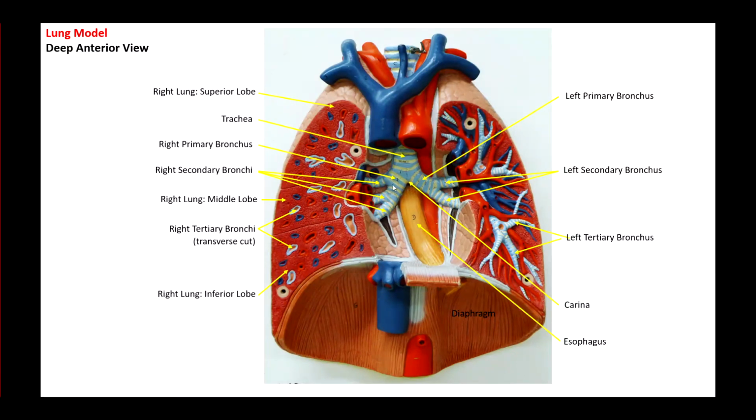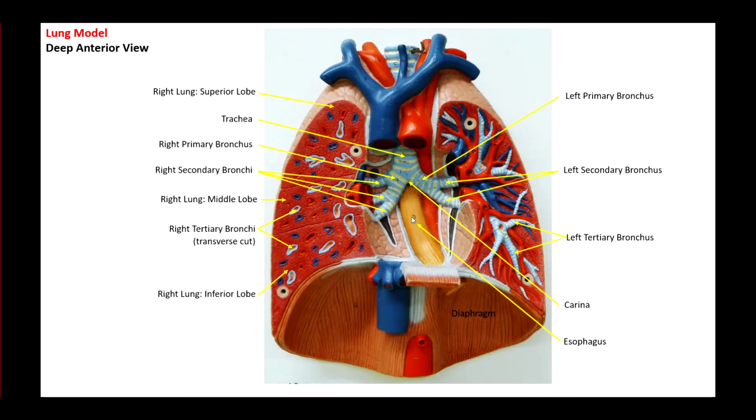Same thing on the right. From the primary bronchus here, 1, 2, 3 secondary bronchi. Why? Because there's 3 lobes. And then here, these are the tertiary bronchi, but on this side, they've cut into them. That's why they look a little bit different than on the left.